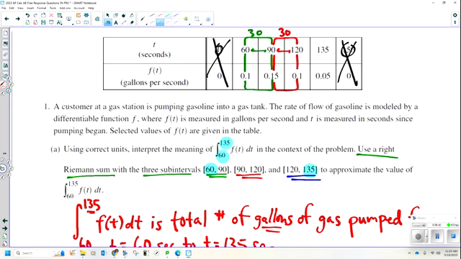Am I saying triangle? I mean rectangle. I don't even know. I have to go back and watch it.